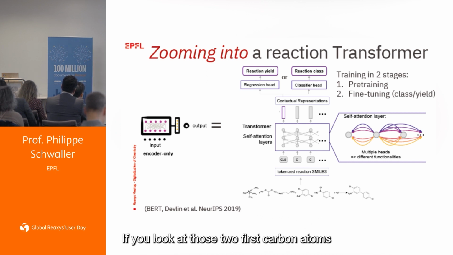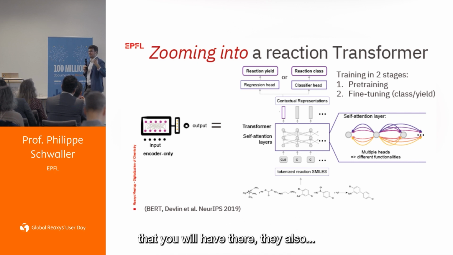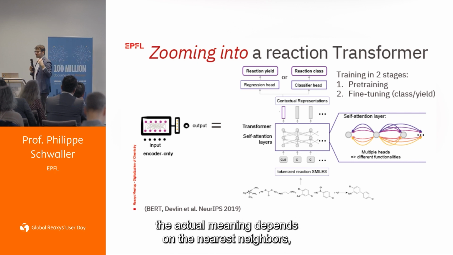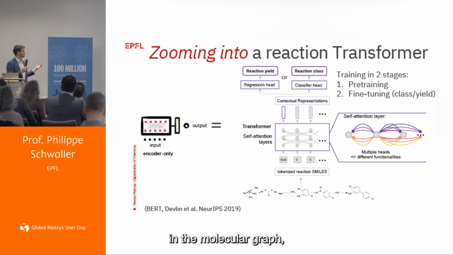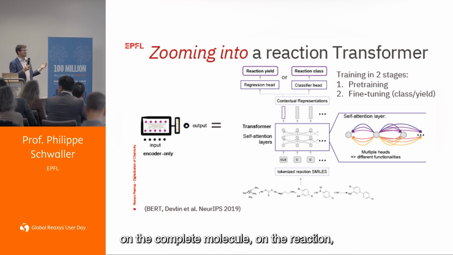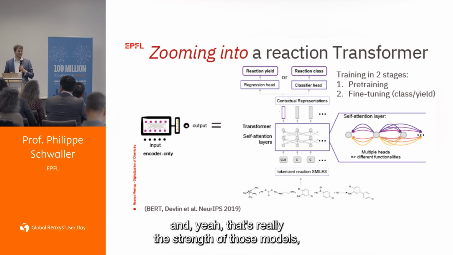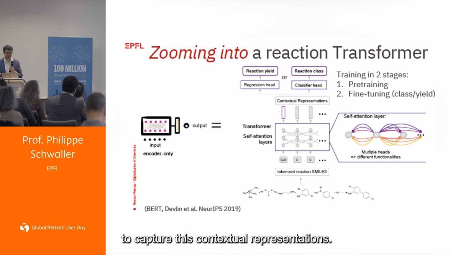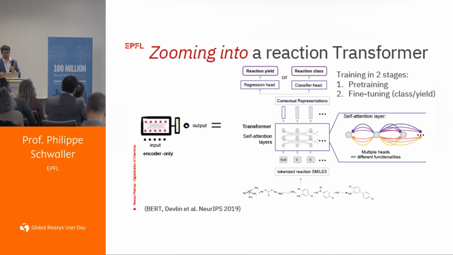If you look at those first two carbon atoms that you would have there, their actual meaning depends on the nearest neighbors in the molecular graph, on the complete molecule, on the reaction, and that's really the strength of those models, to capture these contextual representations.